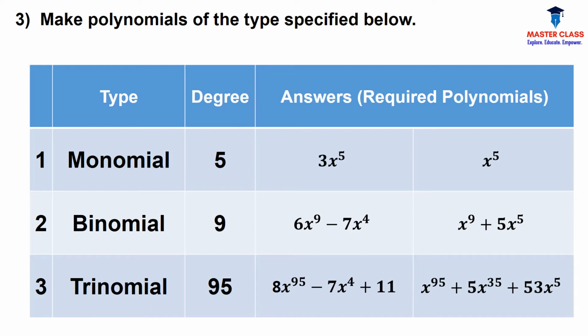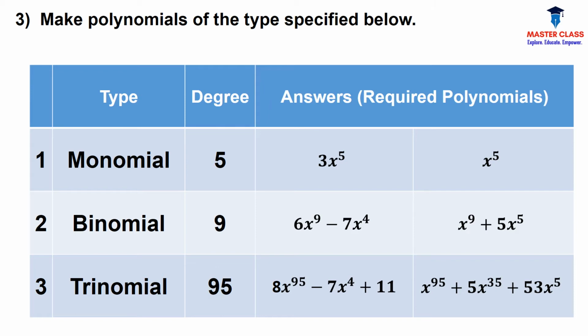Since the question does not specify anything about the coefficient or about the variable. The next question asks us to make a binomial of degree 9. Again, many solutions are possible. The only thing we have to ensure is that there are only two terms in the polynomial and that the highest degree is 9. The degree of the other terms are not important and neither is the coefficients of any term.